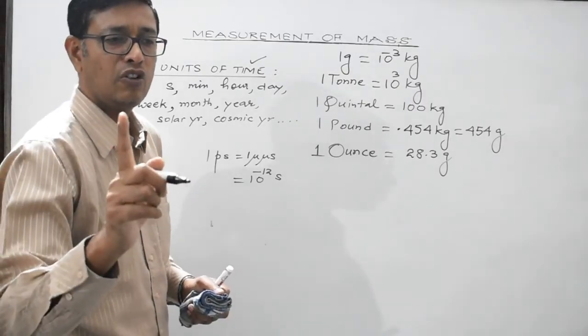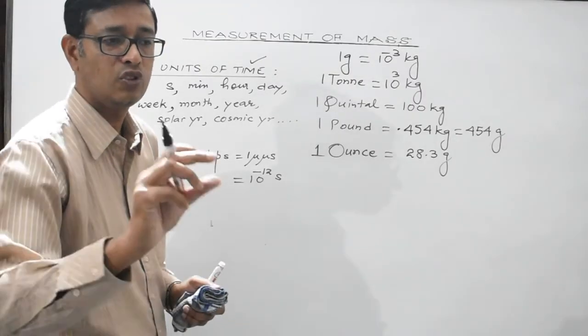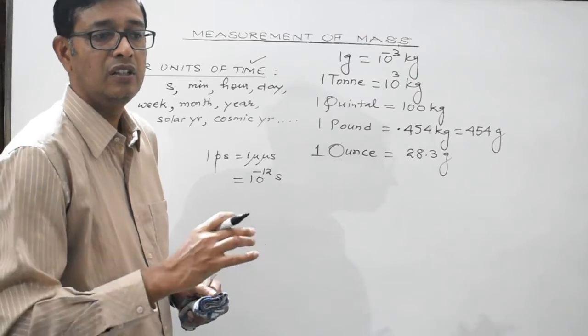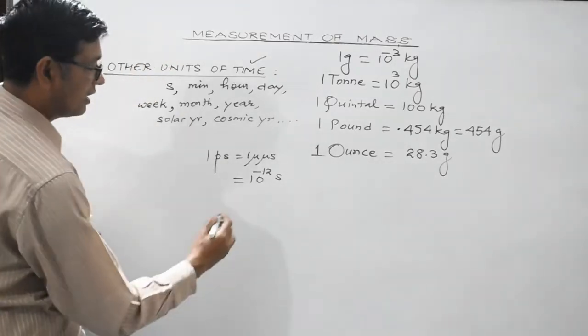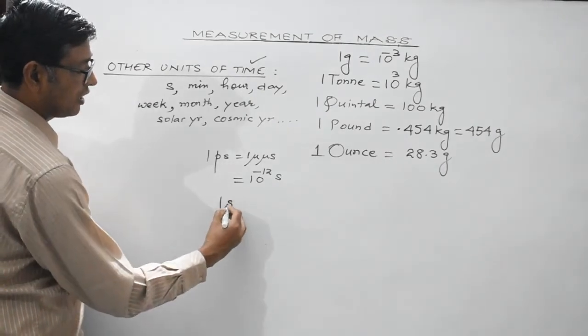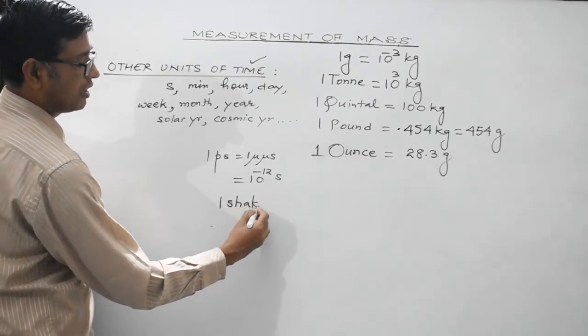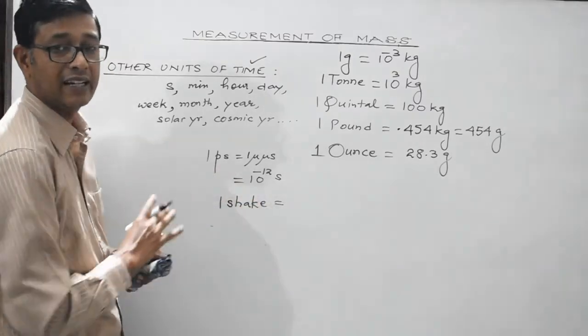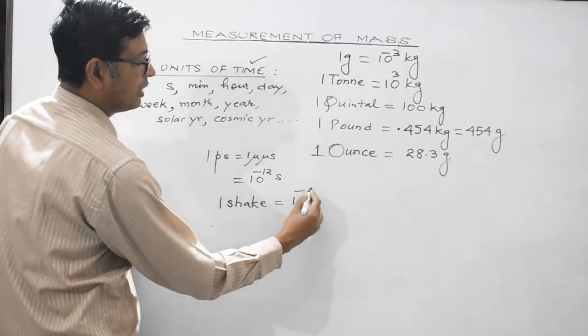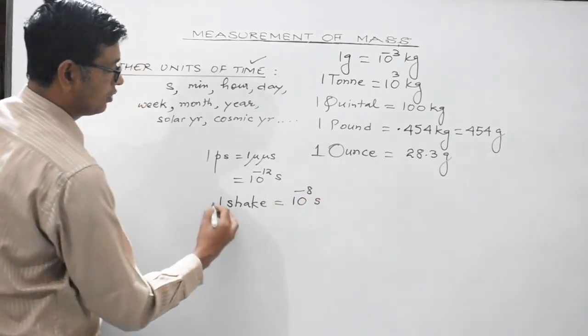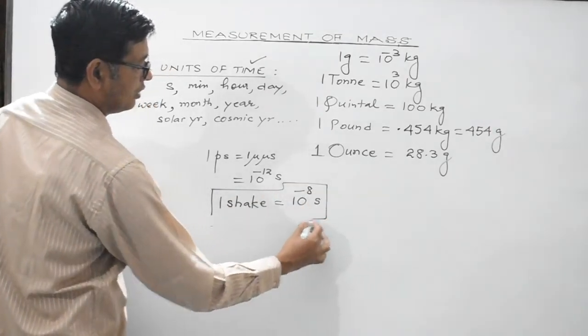Another unit of measuring time, which we basically make use of in nuclear physics, in chain reactions, is the shake, S-H-A-K-E. It's a unit of time. And 1 shake is equal to 10 to the minus 8 seconds. So this is again a very important unit.